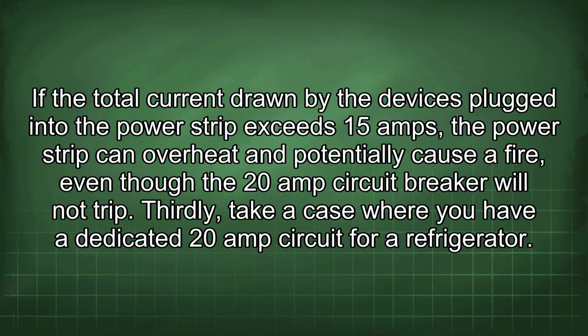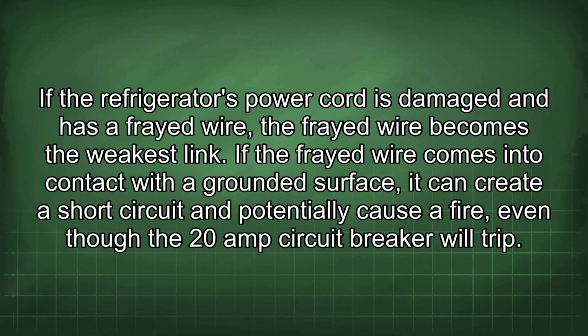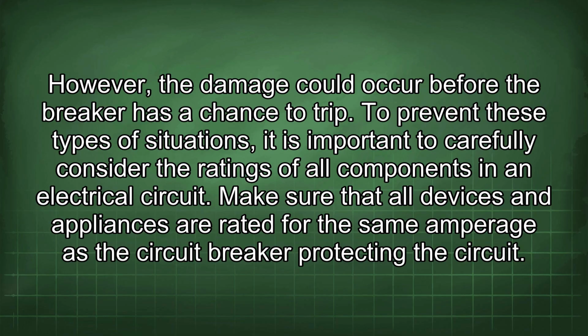Thirdly, take a case where you have a dedicated 20 amp circuit for a refrigerator. If the refrigerator's power cord is damaged and has a frayed wire, the frayed wire becomes the weakest link. If the frayed wire comes into contact with a grounded surface, it can create a short circuit and potentially cause a fire, even though the 20 amp circuit breaker will trip. However, the damage could occur before the breaker has a chance to trip.